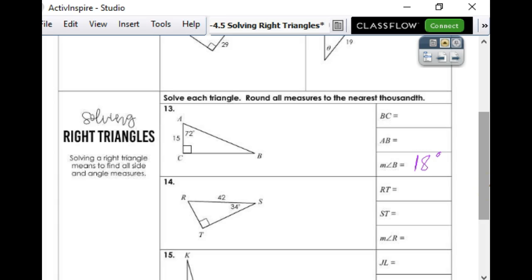So I have 72 degrees. I'm given that. And 15 is the adjacent side to 17. So if I want to find the hypotenuse, the adjacent and the hypotenuse is cosine. So we're going to have the cosine of 72 equals 15 over AB. You put a 1 under here and cross multiply.